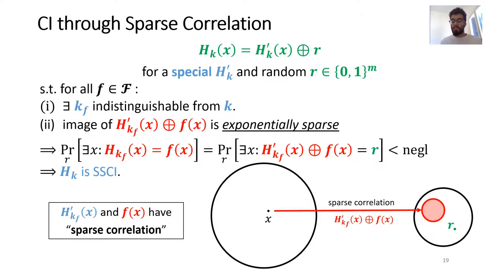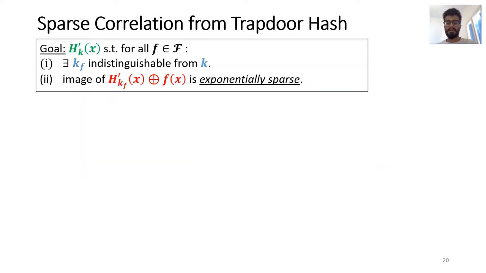So assuming we have a sparse correlation between the fake hash function and f, then we can say that with overwhelming probability a random R is not in the image of this correlation function, and therefore, with negligible probability there exists a correlation between h and f, and therefore h is statistically correlation intractable. Good. Now that we have reduced our goal to constructing sparse correlations, I'm going to show you real quick how to do that using trapdoor hash.